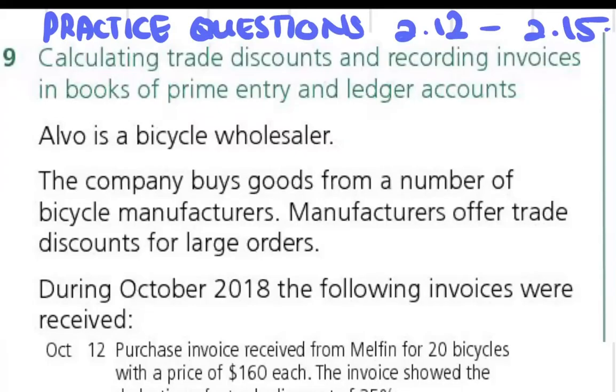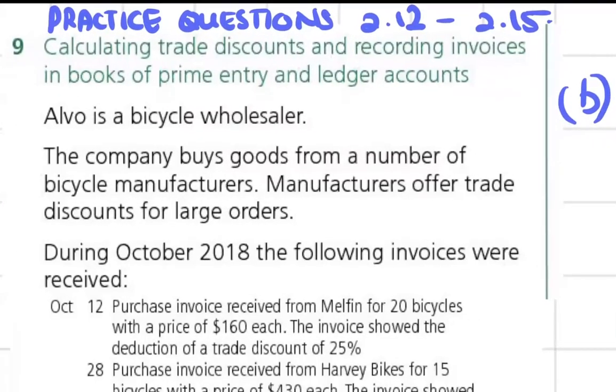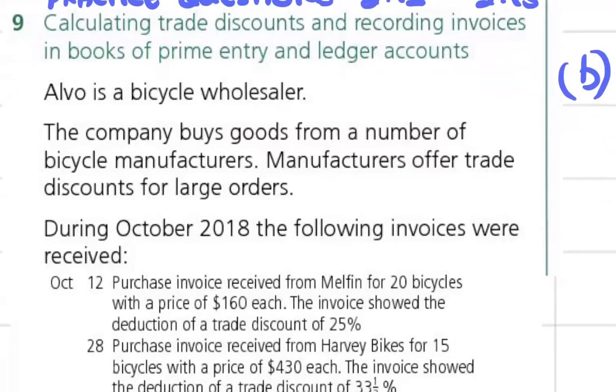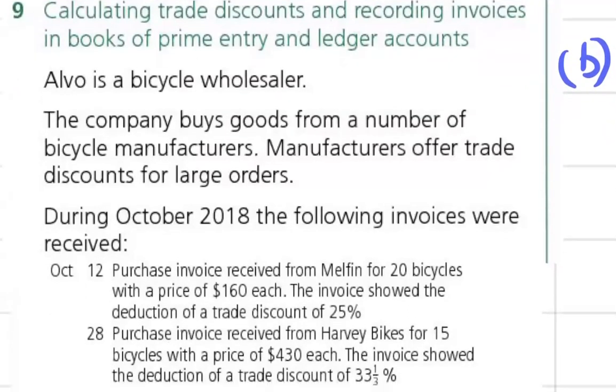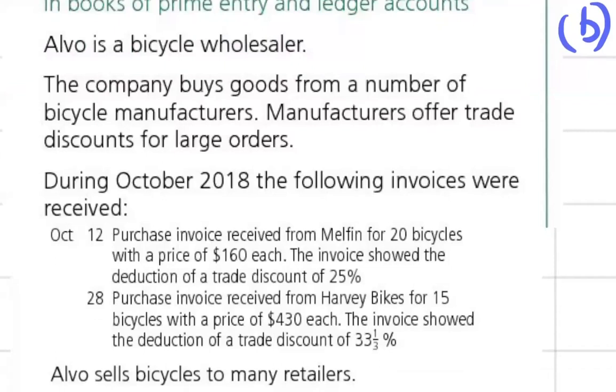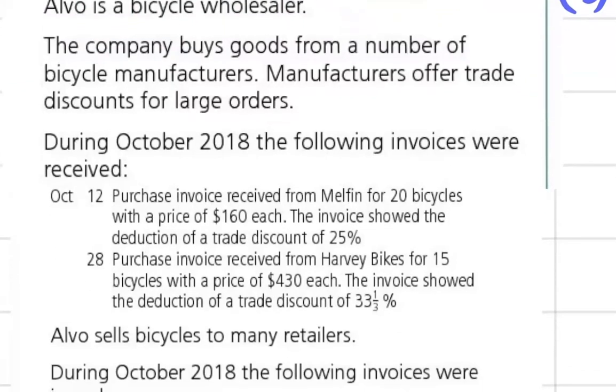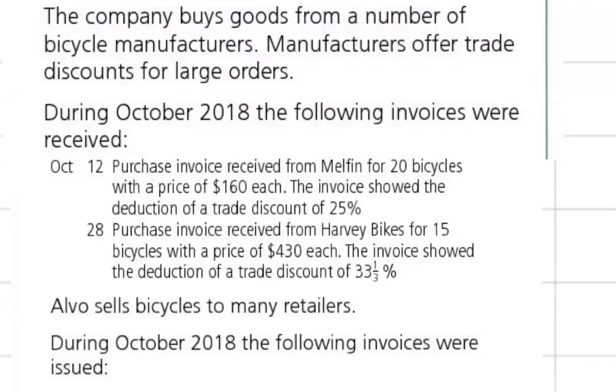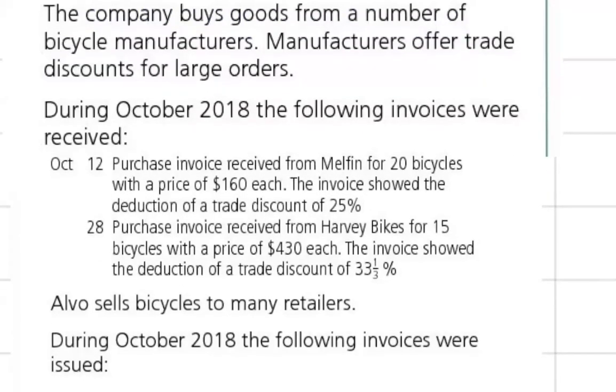Okay. Practice question 2.12 to 2.15. Number 9 is calculating trade discounts and recording invoices in books of prime entry and ledger accounts. Alvo is a bicycle wholesaler. The company buys goods from a number of bicycle manufacturers. Manufacturers offer trade discounts for large orders.